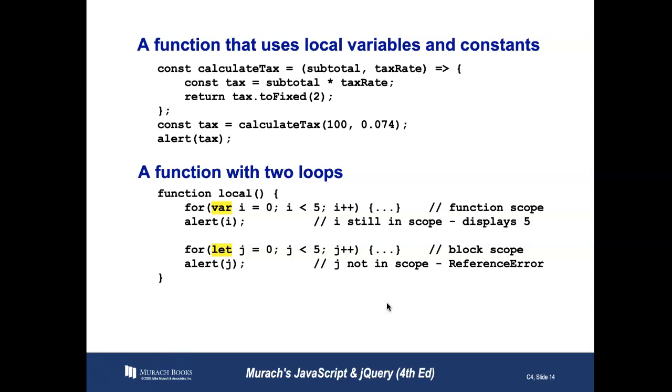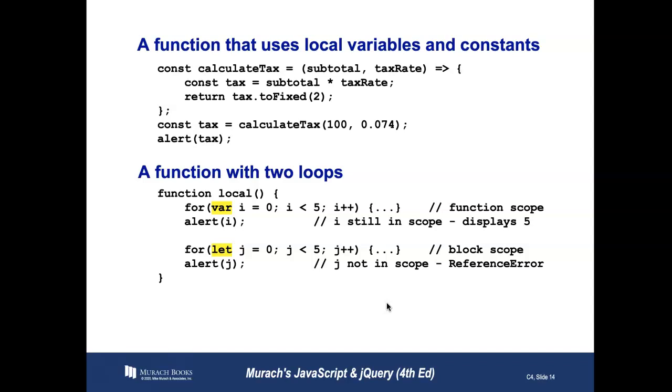Now, if we look at the function with two loops, and we traditionally so far have been declaring the initializer of a loop with var, that's function scope. It's basically declared globally. If we do var i equals 0, i less than 5, i plus plus, the traditional loop, i will be in scope and it will actually display the value that you need. So it's going to display 0, 1, 2, 3, 4, and i would be the 5 elements that get displayed.